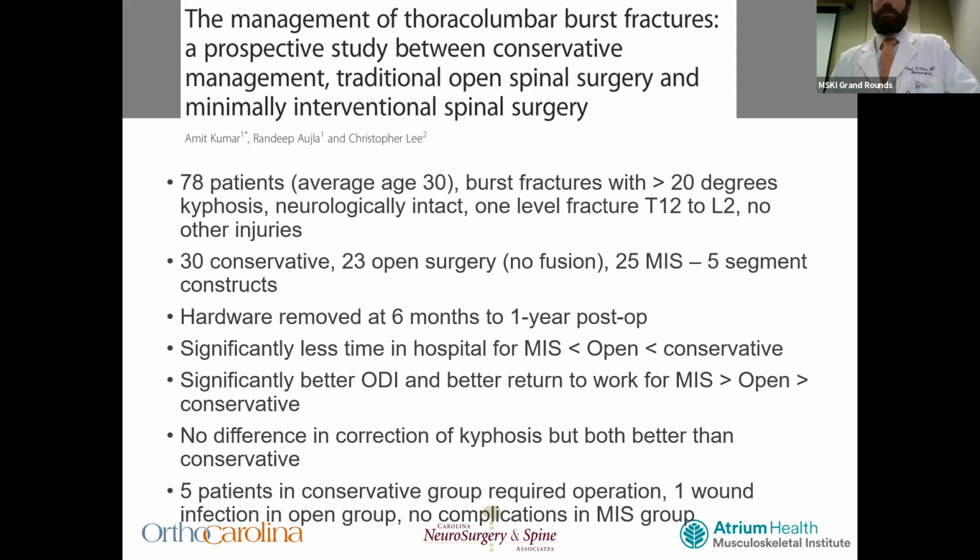They discussed the options with patients, and they let the patients choose what they wanted to do. 30 elected for conservative. When they started this prospective data collection, they were doing open surgery, so the first 23 got open surgery without fusion. And then the second half, 25, got the minimally invasive. All of the people that got surgery were fixed with 2 screws above and 2 below the fracture. There are no screws in the fracture level. For the people in the open surgery, they elected not to arthrodese them. For all people that got surgery, their hardware was electively removed at 6 months to a year post-op.